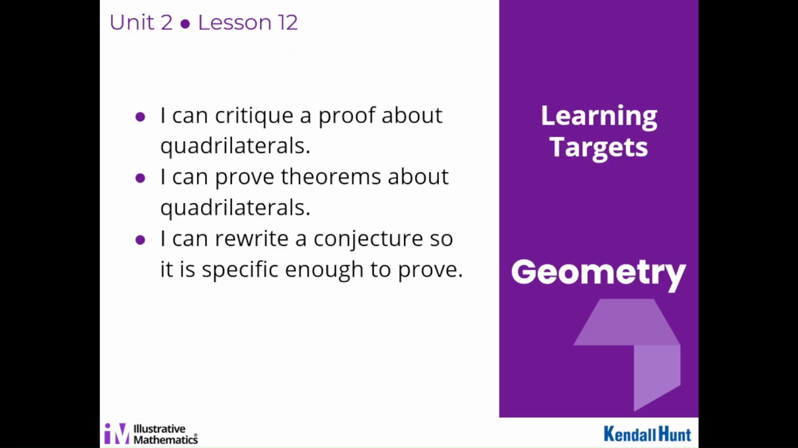We have 3 learning targets in this lesson. Number 1 says that you can critique a proof about quadrilaterals. Learning target number 2 says that you can prove theorems about quadrilaterals. And learning target number 3 says that you can rewrite a conjecture so it is specific enough to prove.